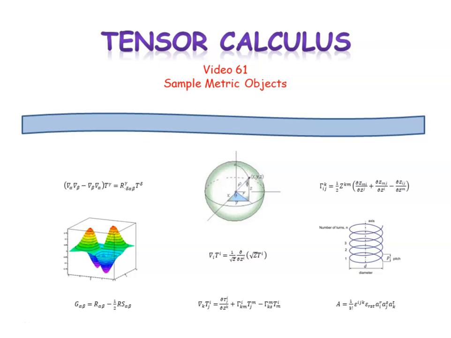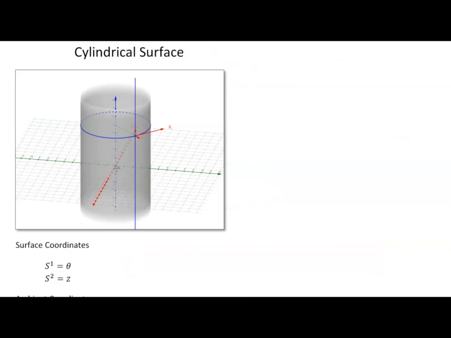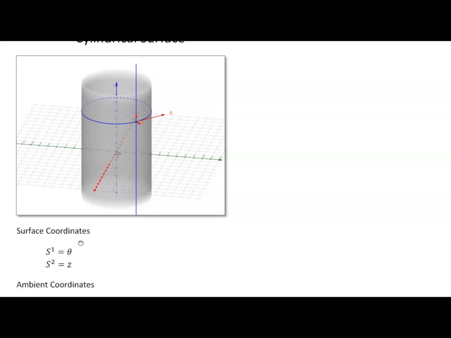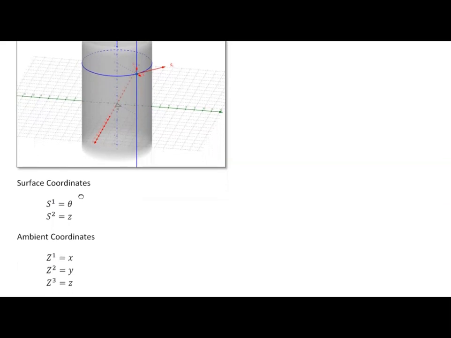In video 61 of our series on tensor calculus, we're going to derive the basic metric objects for each of our sample surfaces. We'll look first at the cylindrical surface. There we said that our surface coordinates are going to be just theta and z. Theta is the angle that our little door makes with the x-axis, and z is just the vertical distance here. And of course our ambient coordinates are just our Cartesian coordinates, x, y, and z.